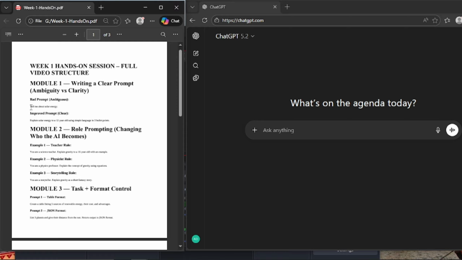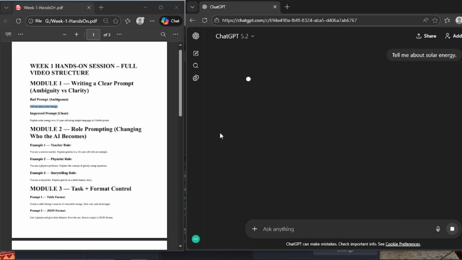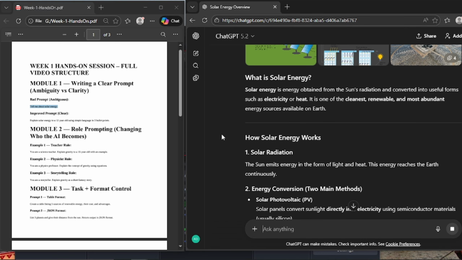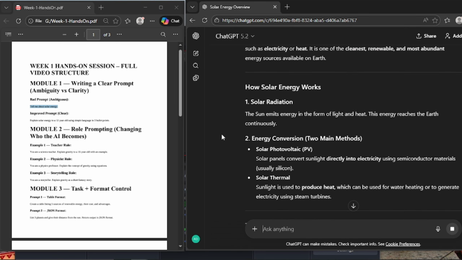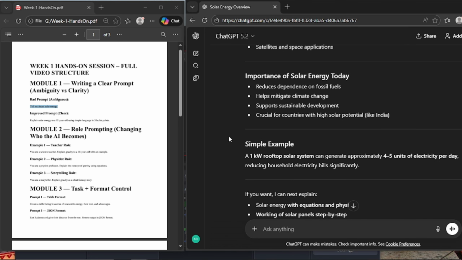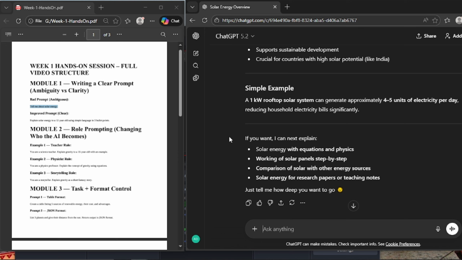So the first one is the basic difference between a bad and an improved prompt. If I consider a bad prompt here: "Tell me about solar energy." Let us see first what ChatGPT gives us. It has started giving us the output, and there is a lot in the output. It's very vague. You cannot summarize it. It has given you everything that ChatGPT knows about solar energy.